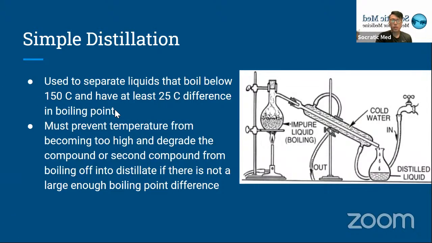This is used below 150 degrees Celsius because you have to prevent the temperature from becoming too high, because when the temperature becomes too high, it'll degrade the compound, or the second compound that you don't want will boil off into the distillate because there is not a large enough boiling point difference between the two liquids. So you have to keep it below 150 degrees Celsius, and the two liquids must have at least 25 degrees Celsius difference between their boiling points. So that's simple distillation.